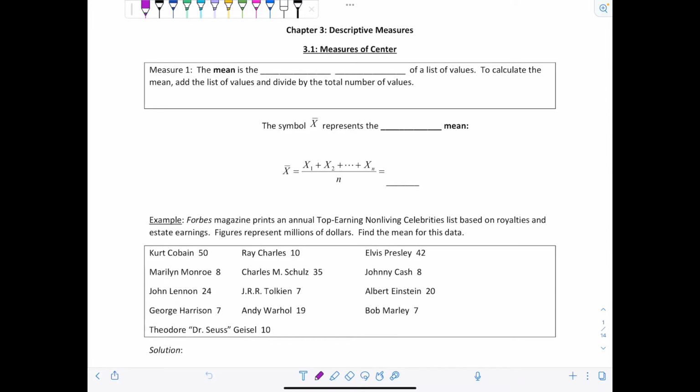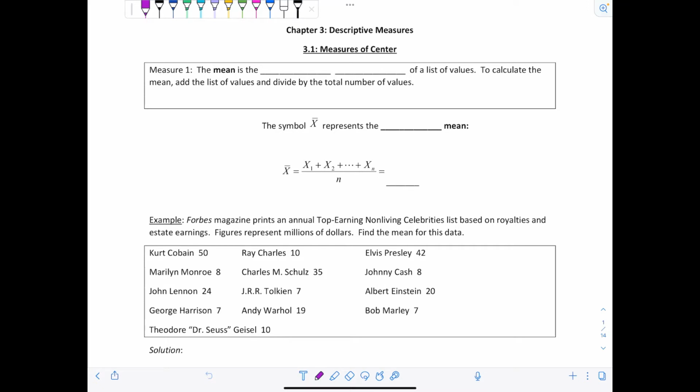And one of the characteristics that we like to have information about is where the center of that data set is. And there's more than one way that we can describe where the center is. So that's what we're going to go over right now. So the first way that we measure the center of a data set is by using the mean. And this is probably the one that you're the most familiar with already.